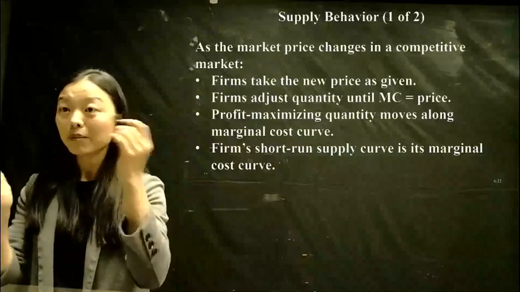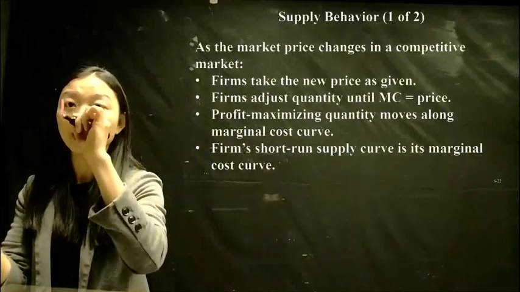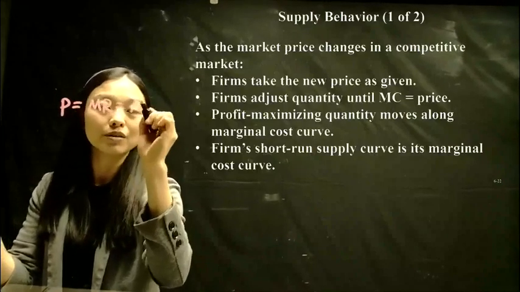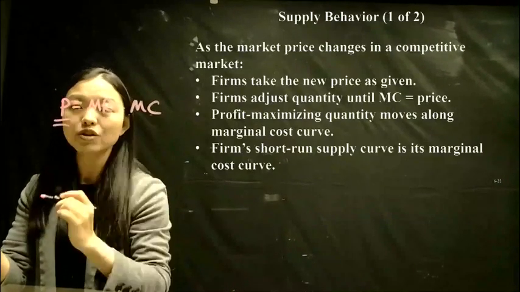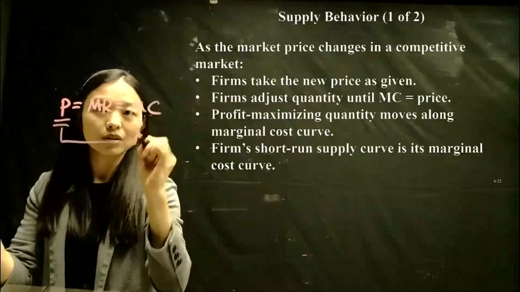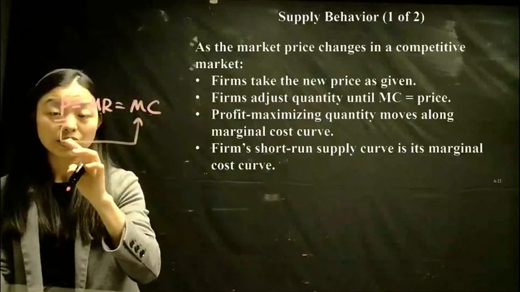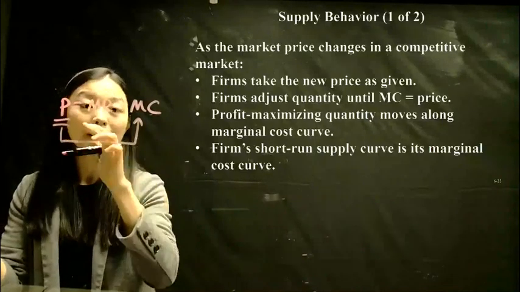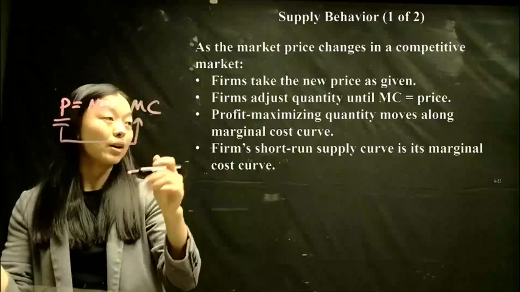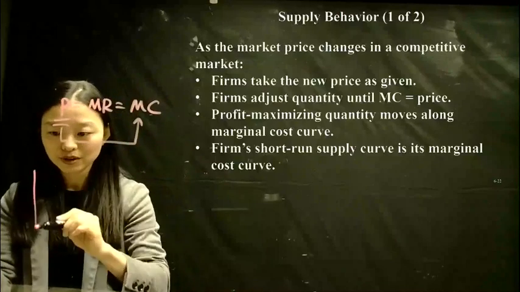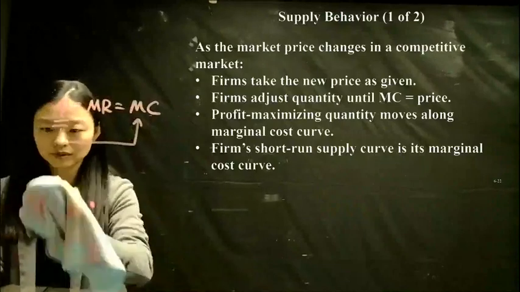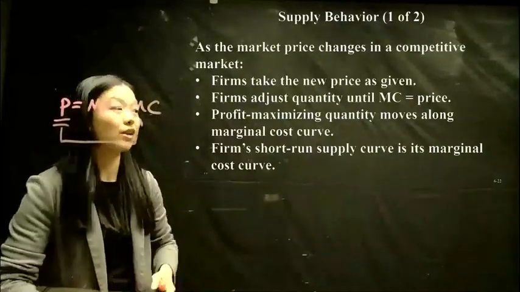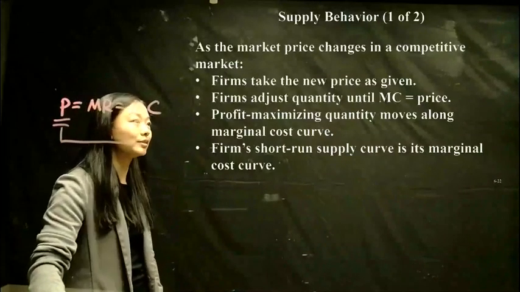Why? Because the firm will make decisions that make price equal marginal revenue equal marginal cost, right? And when price changes, it will adjust the quantity. Firms can adjust the quantity to make the price always equal to marginal cost, right? Therefore, the marginal cost curve is actually, in the short run, just the firm's supply curve.